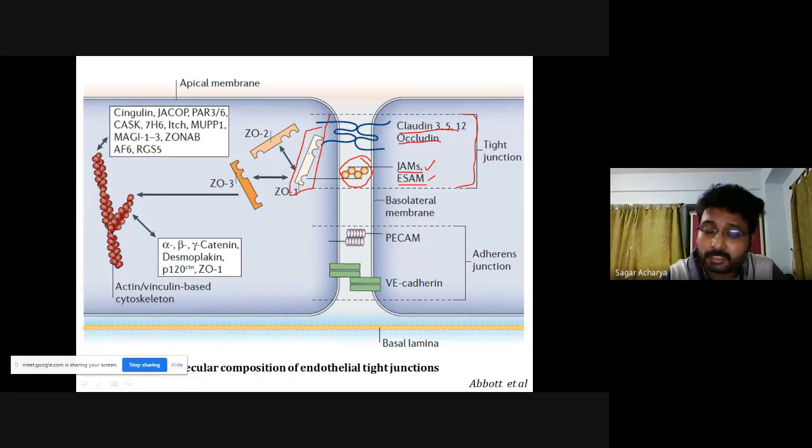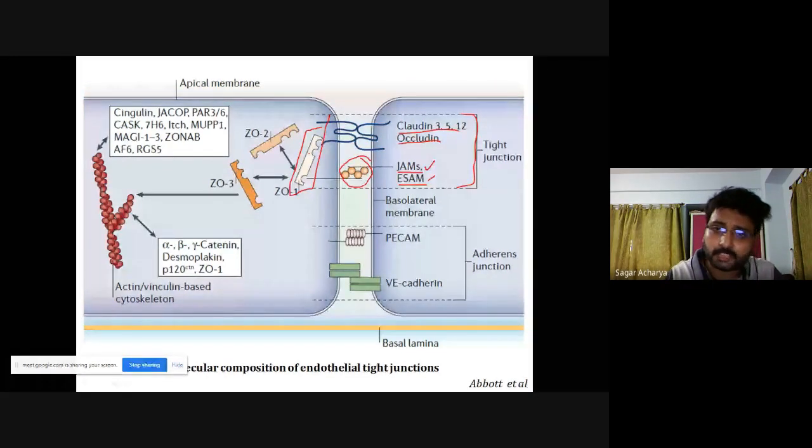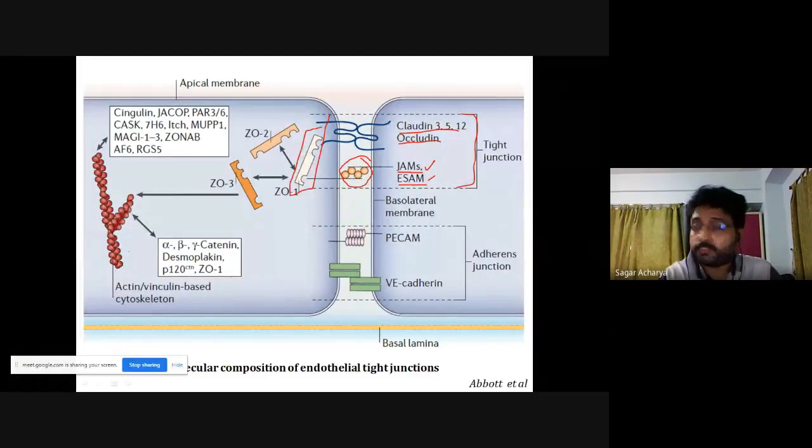What is the function of adapter proteins? They link the transmembrane tight junction proteins with the cytoskeleton of the endothelial cell. The major first-order ones are zona occludens 1, 2, 3, and CASK, which is calcium-dependent serine protein kinase.